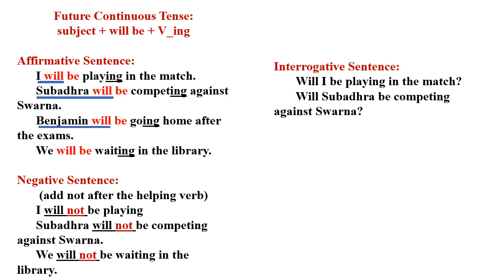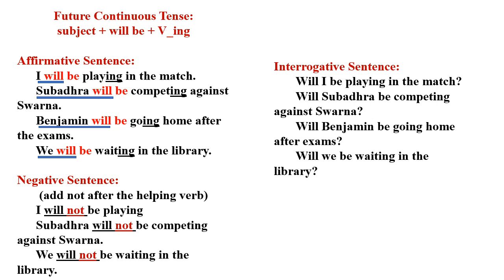Benjamin will be going home after the exams. Here Benjamin is the subject, will is the helping verb. We interchange the subject and the helping verb to frame an interrogative sentence. Will Benjamin be going home after exams? We will be waiting in the library becomes will we be waiting in the library? Easy, right?